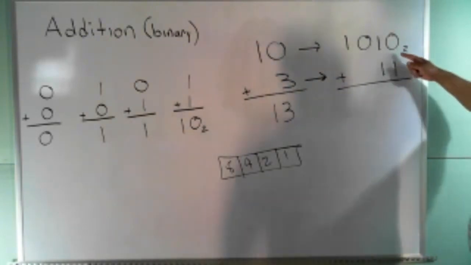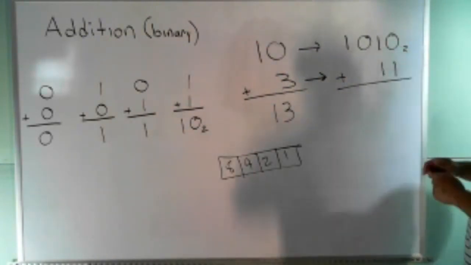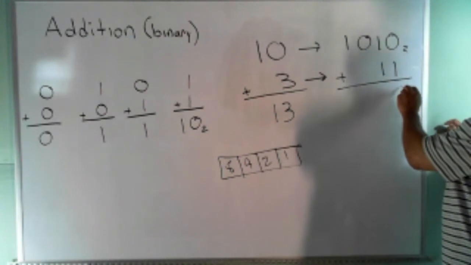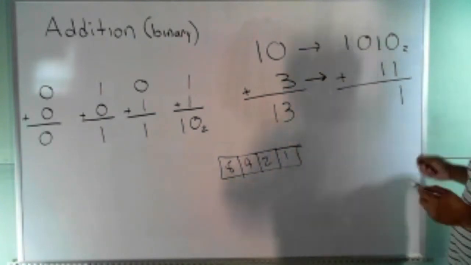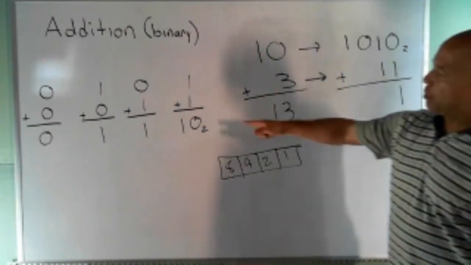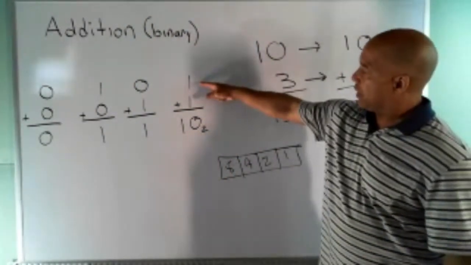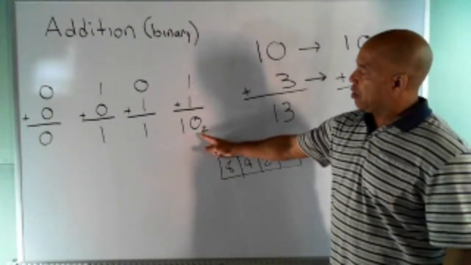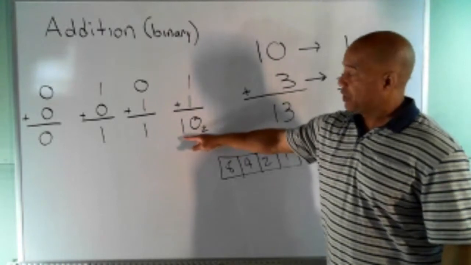I get a 0 and a 1. If I add those, I get a 1. Now, here's where you've got to be careful, because this next one, a 1 and a 1, I have to apply this rule, right? So a 1 and a 1 is a 0, carry 1. That gives me the 1, 0 for 2.